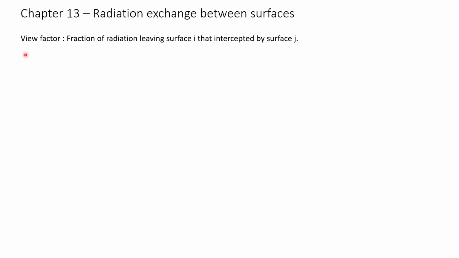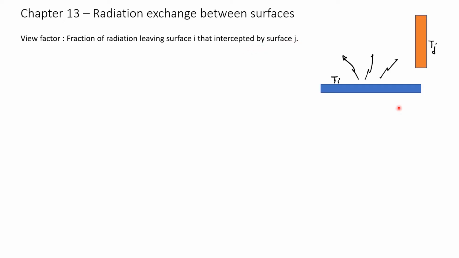Chapter 13. In this chapter, we'll see how we can calculate radiation exchange between different surfaces. And for that, we need to define something called a view factor, which is the fraction of radiation leaving surface I that is intercepted by surface J.